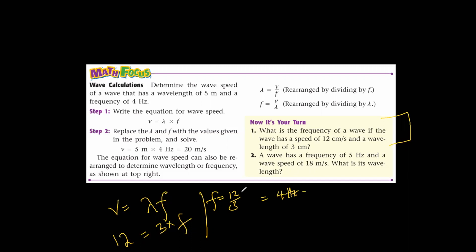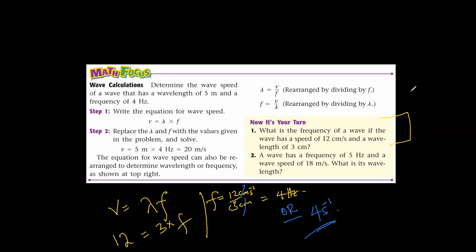Please always look at the units before doing anything else. This is centimeters per second. This is in centimeters. So we can see that the centimeters actually cancel away. Otherwise, if the speed is in meters per second and the wavelength is in centimeters, always make sure that you use the same units. You change everything to meters. So this is the same as 4 Hz, or someone can say 4 per second. It is also correct. 4 Hz or 4 per second.